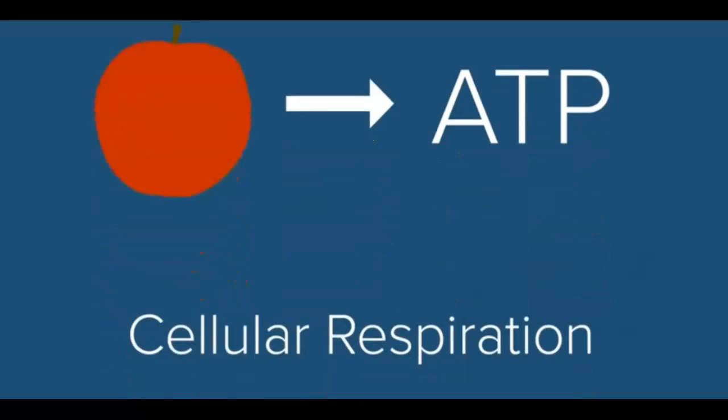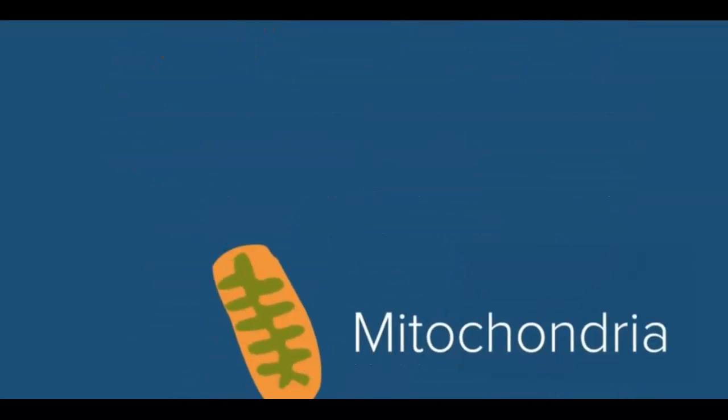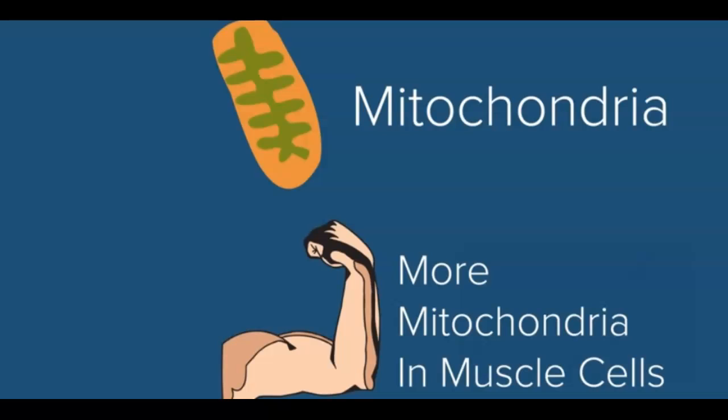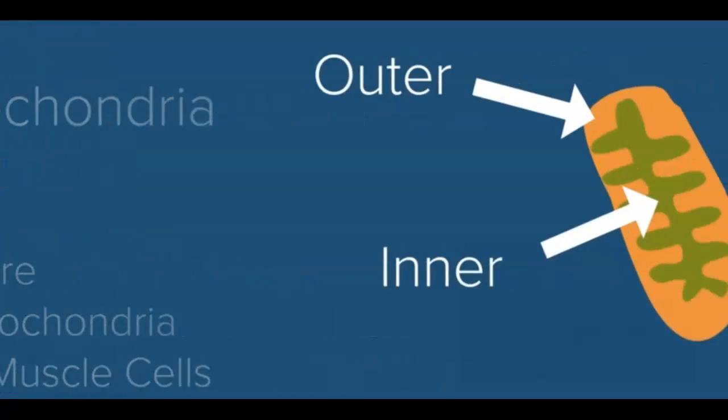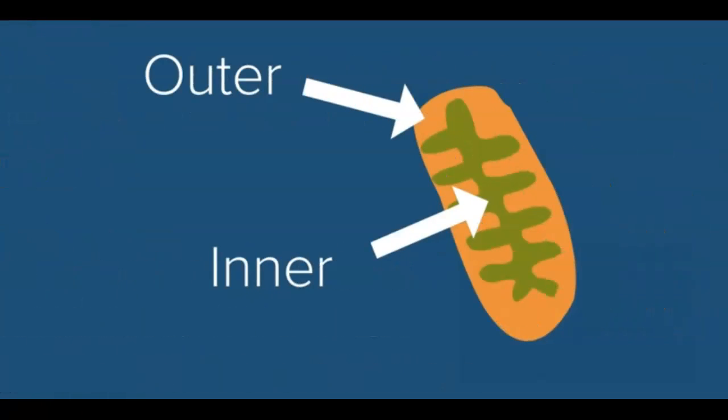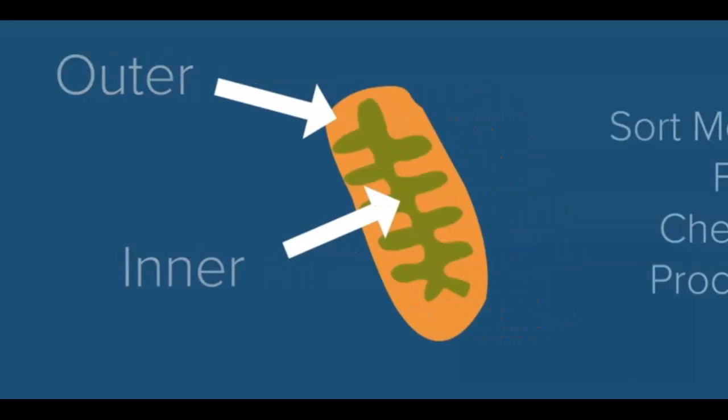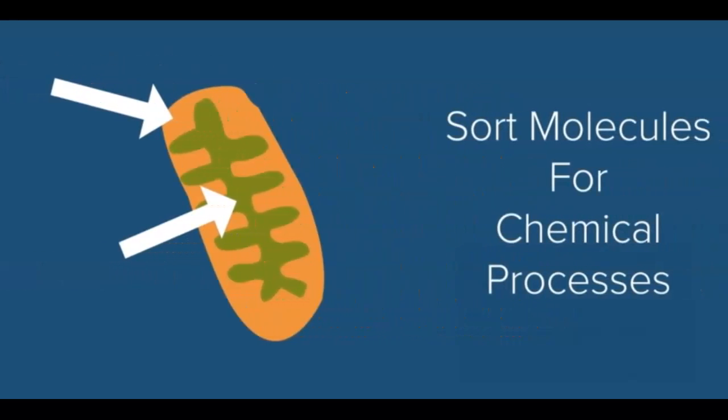As the agents that create energy for you, mitochondria are incredibly important to the functioning of the human body. Cells that require more energy contain more mitochondria. Muscle cells use a lot of ATP for muscle contraction. In order to produce the amount of ATP that's required, there are more mitochondria found in muscle cells. Inside mitochondria, there are two membranes, an outer membrane and an inner membrane. The double membrane structure of mitochondria is really important to the process of cellular respiration because it allows mitochondria to sort molecules that it uses for chemical processes.